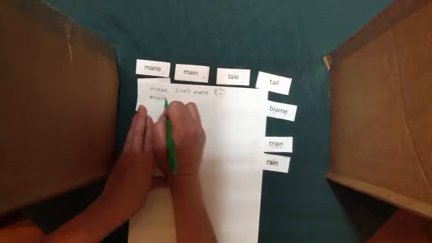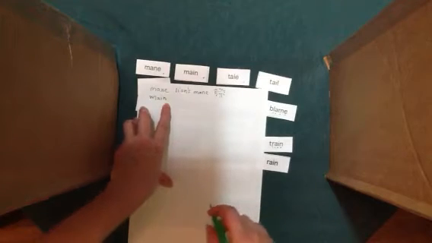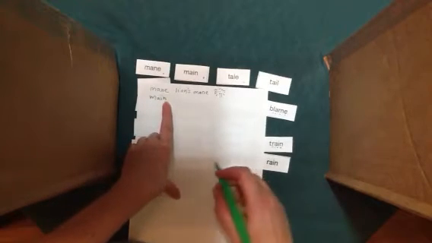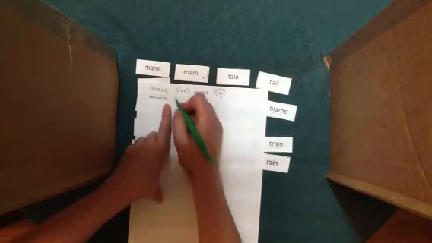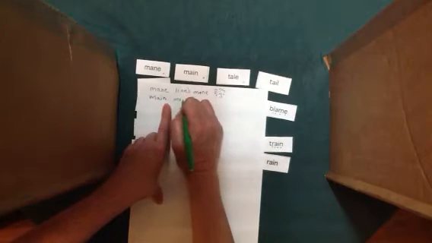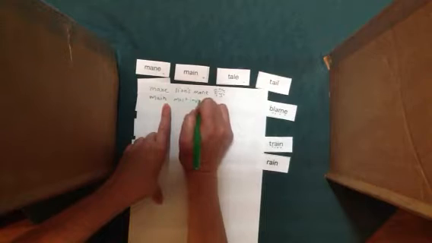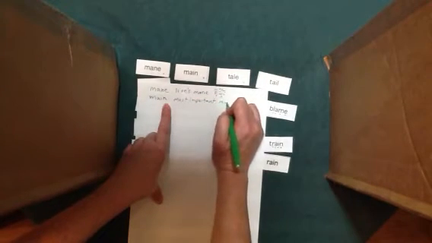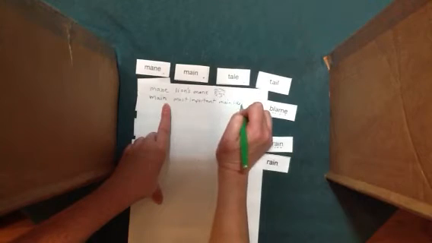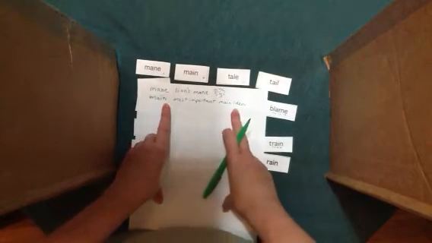The next one is main, as in the main idea of something. The main idea of the paragraph, the main idea of what we're trying to learn. It means the most important thing. So you might write most important or main idea. If you can think of a drawing to represent that for you, please feel free to draw that now.